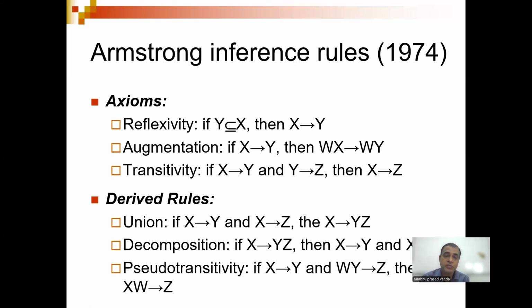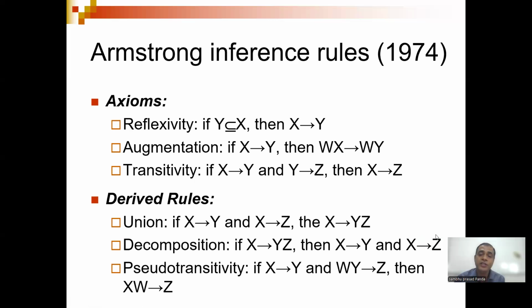Then a few rules are there, the derived rules. These are derived from the axioms of Armstrong. First one is union. If X determines Y and X determines Z, then X determines YZ. So the right hand side will be appended. Decomposition: if X determines YZ, then X determines Y and X determines Z. Decomposition means it is decomposed into two parts. Pseudo transitivity: if X determines Y and WY determines Z, then XW determines Z.